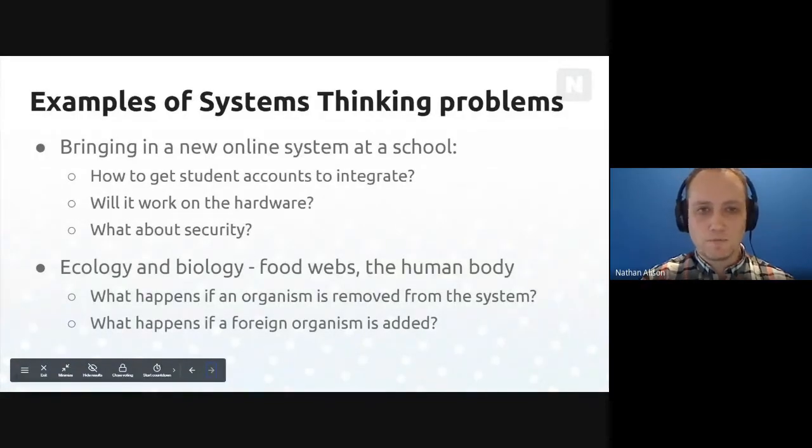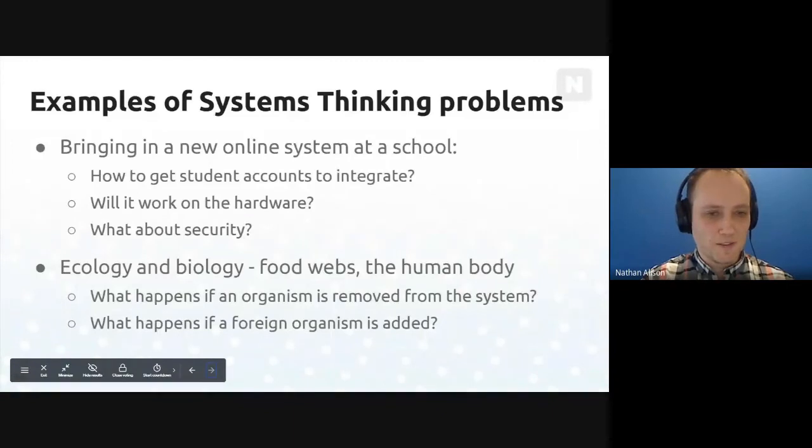Some examples of systems thinking problems, and this is one that we often talk about in senior secondary, is if you're bringing in a new system at your school, maybe a new learning platform that your kids are supposed to use, or a new system for tracking when kids go to excursions or camps, the IT team at your school has to do a lot of work usually to make this work because you've got systems already for the student accounts, so you have to integrate those. There's whether it'll work on the computers at the school and the hardware, and the parents need to use it. And what about security of all that student data? So all these things come in.